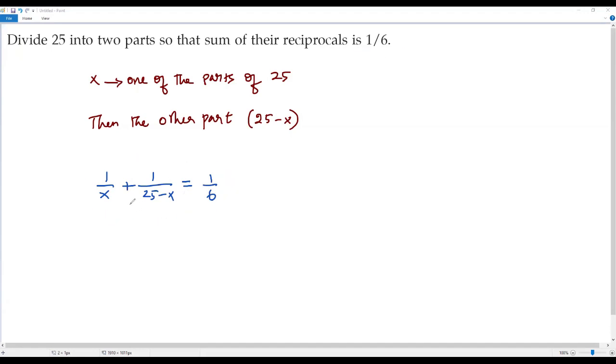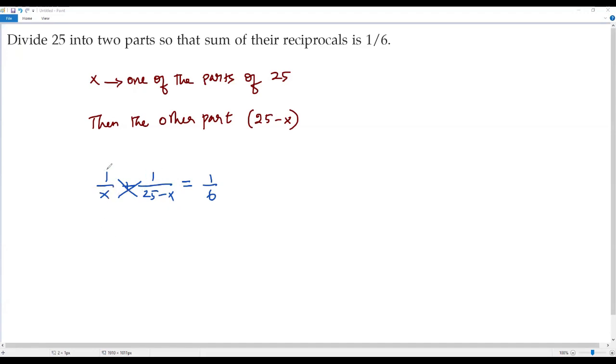For that, what we can do is consider the addition of two fractions over here. We don't have the same denominator for both the fractions, and both the denominators contain a variable. In that case, we have to use a cross multiplication method to add these two fractions. Cross multiplication means that the first numerator has to be multiplied by the second denominator. The second numerator has to be multiplied by the first denominator.